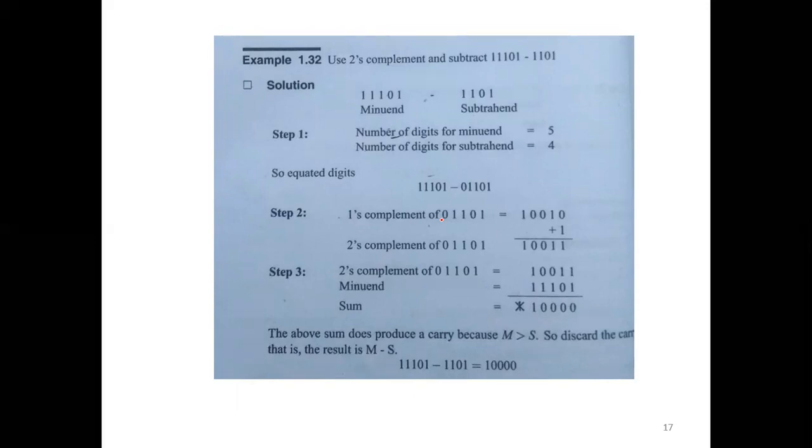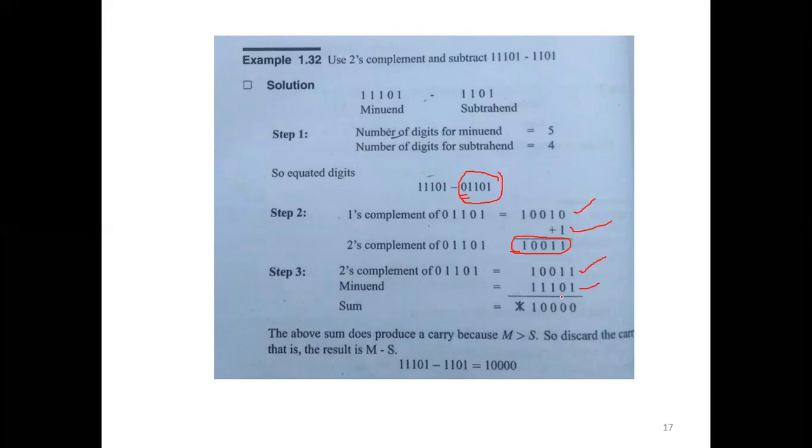Here the second value, the subtrahend, will be 4 digits, so you have to add 0 at the start. First, you have to take the 1's complement of the subtrahend. If you want the 2's complement, that means you have to add 1. So after adding 1, you will get 1 0 0 1 1. That is the 2's complement value of the subtrahend, and you have to add it with the minuend, that is 1 0 1.